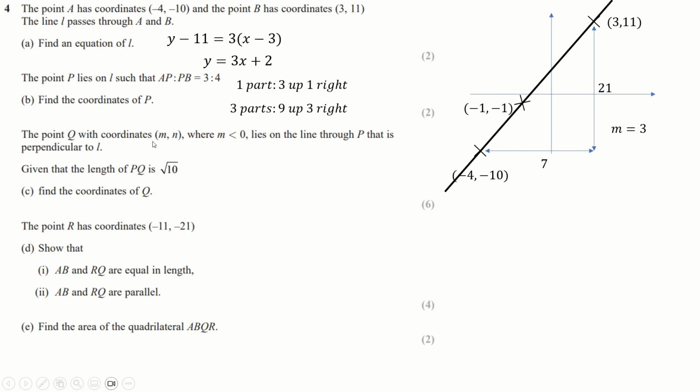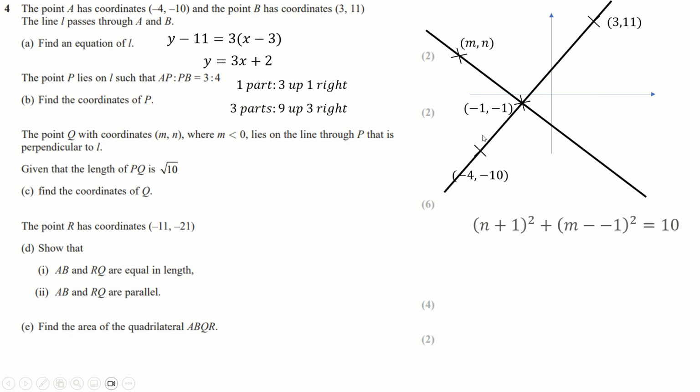of P. Q is at (m, n), which goes through P, such that it's perpendicular to this line, so it must be somewhere like this, and makes a right angle like this. This distance is apparently root 10. And of course, if it makes a right angle, that means this gradient is -1/3, because this gradient was 3. So okay.